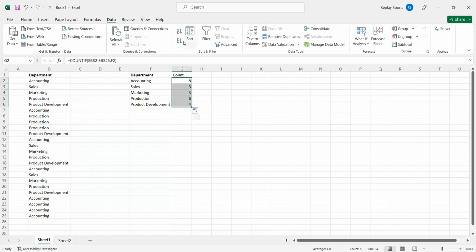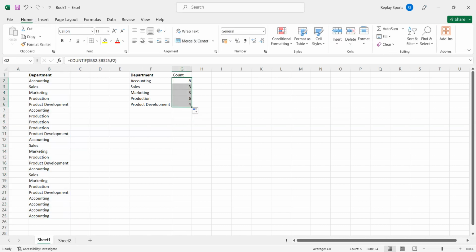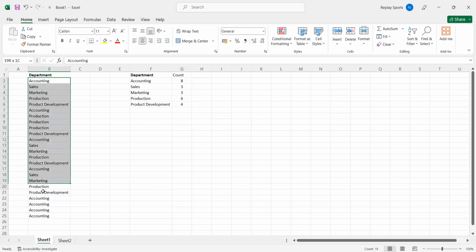Looking at the raw data doesn't give us enough information, but this table gives us some information, right? You can look at it and say that most of the people from this college got placement in the accounting department. Then the production department had about 6 placements. The least were sales and marketing. So here you can talk about this data. By looking at the raw data, you won't be able to say anything.